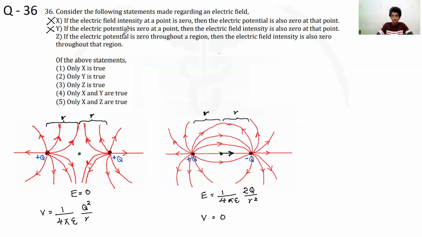He said, if the electric potential is zero throughout a region, then the electric field intensity is also zero throughout that region. That is correct.